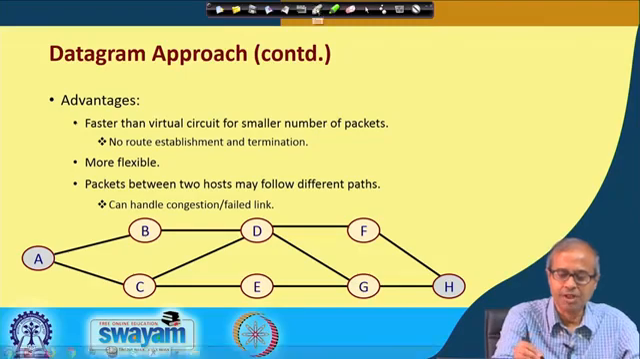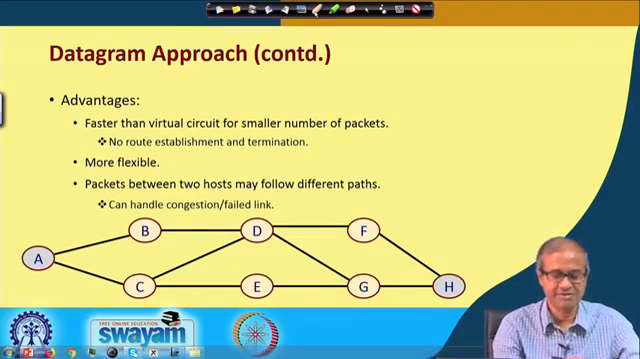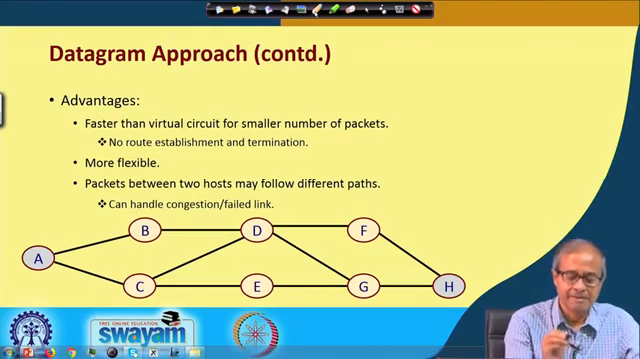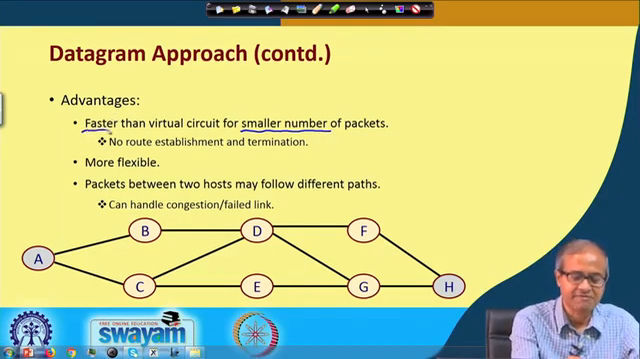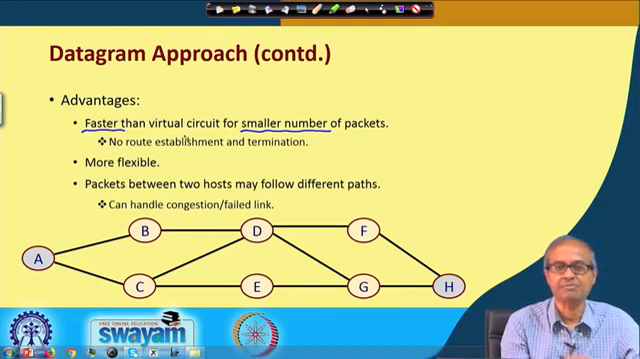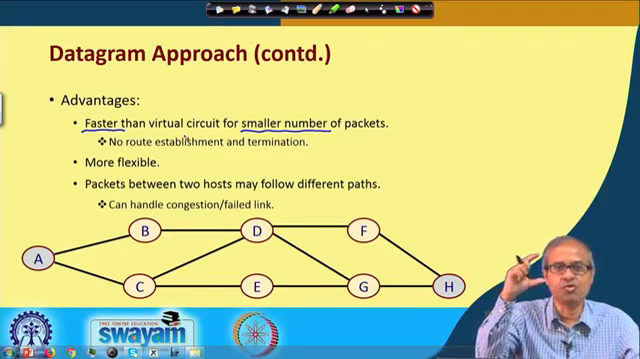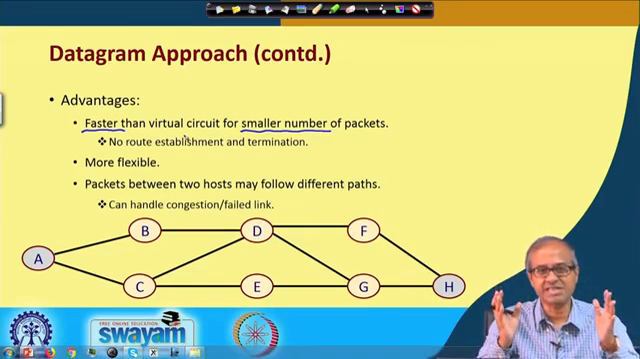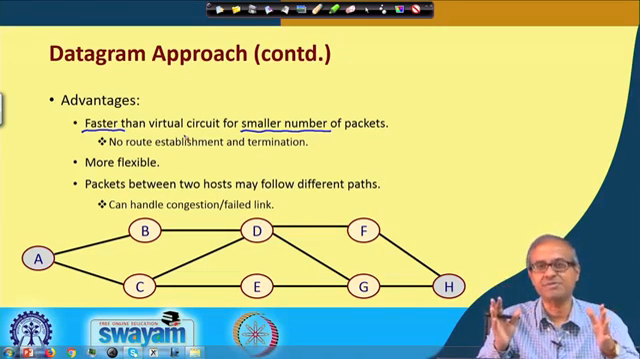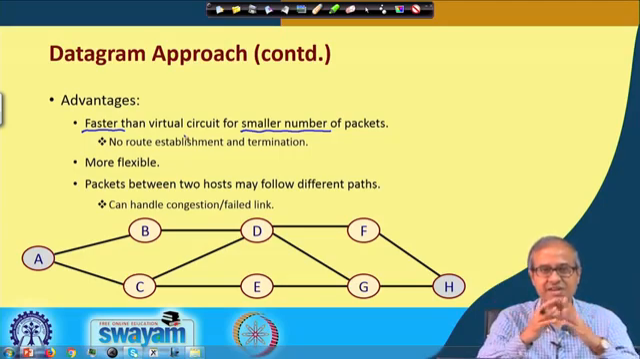Now, talking about the advantages of this datagram approach, the first thing is that if the number of packets is not very large, this will be faster than the virtual circuit approach, because in the virtual circuit approach there is an initial overhead of connection establishment, but once the connection establishment is over, packet transmission will be very fast. So, if there are a large number of packets, then virtual circuit can be faster overall.